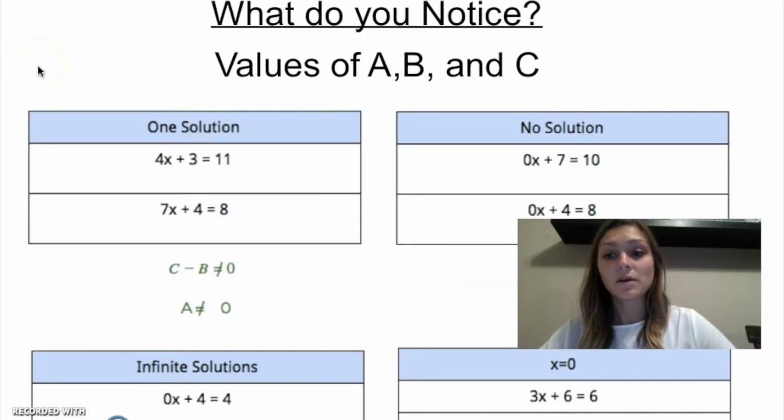So what we hope that they'll come to eventually, maybe with a little bit of guidance from the teacher, is that one solution problems we'll notice here, as we do c and we subtract off b, we are not equal to 0, our values here. 11 minus 3 does not give us 0, 8 minus 4 does not give us 0, and the a values are also not equal to 0.